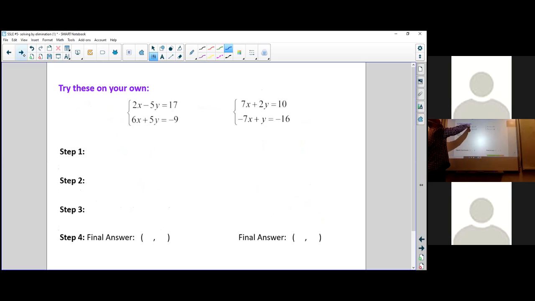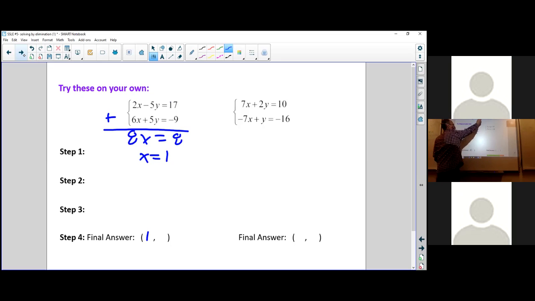Question 1, are they lined up in columns? Can I add the two together and have a letter go away? I can. That gives me 8x, the y's cancel, equals 8. Divide by 8, so x equals 1. I'm going to take my x value, and I'm going to plug that x value either here or here. Doesn't matter which one you choose. I might choose the bottom one.